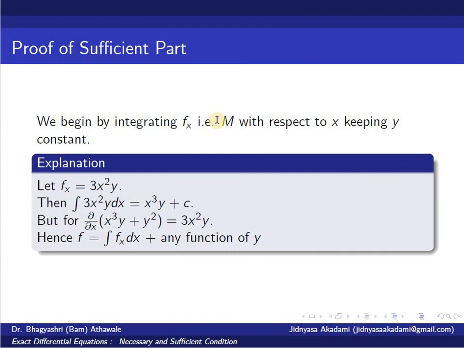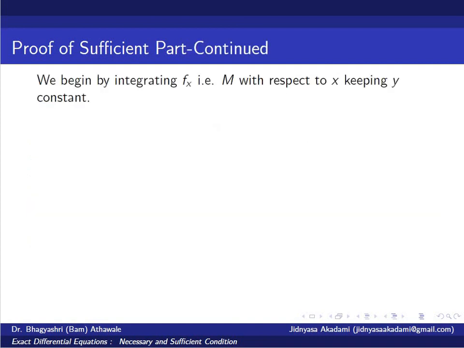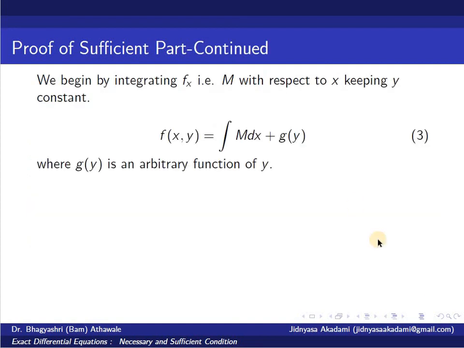Since we know the partial derivative fx as M, we are going to write our function as f is equal to integration of M dx plus any function of y which we don't know. Denote this by equation 3. So I can calculate this term now because M is known to me, but I don't know what is g of y.